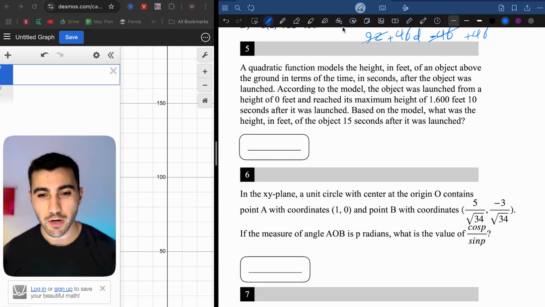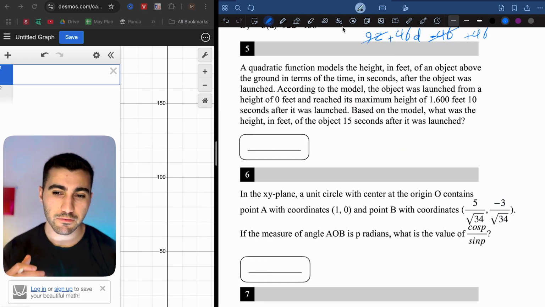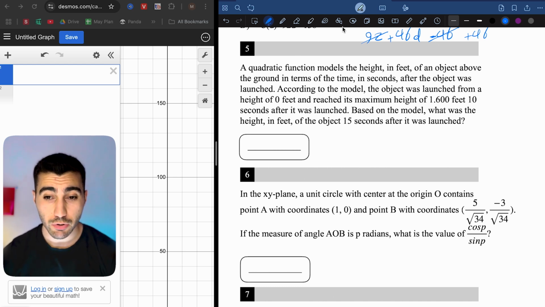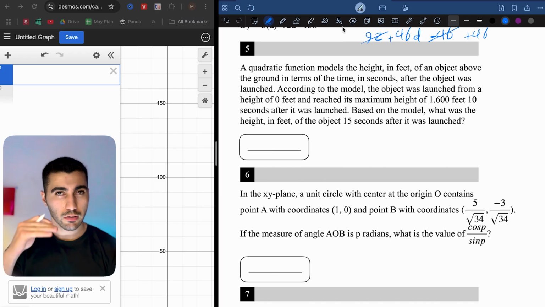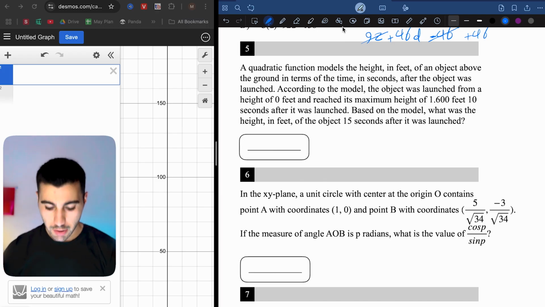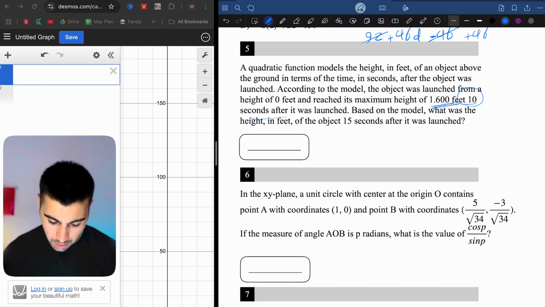All right, question number 5. A quadratic function models the height in feet of an object above the ground in terms of the time in seconds after the object was launched. According to the model, the object was launched from a height of 0. So it starts from 0 and reached its maximum height of 1600 feet 10 seconds after it was launched. Based on the model, what was the height of the object 15 seconds after it was launched?